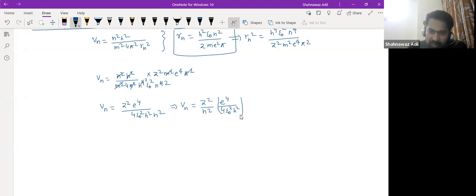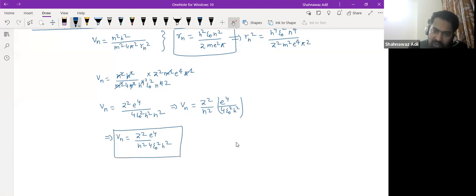And if we multiply it by c, right? So then, okay, we'll stop it here. So we can write Z square n square e4 by 4 epsilon naught square h square. This is the velocity of nth orbit.